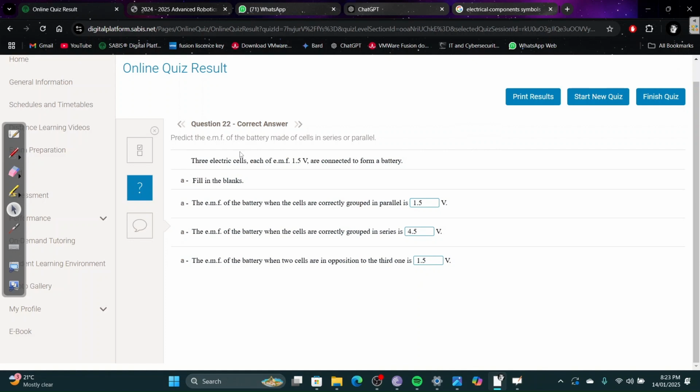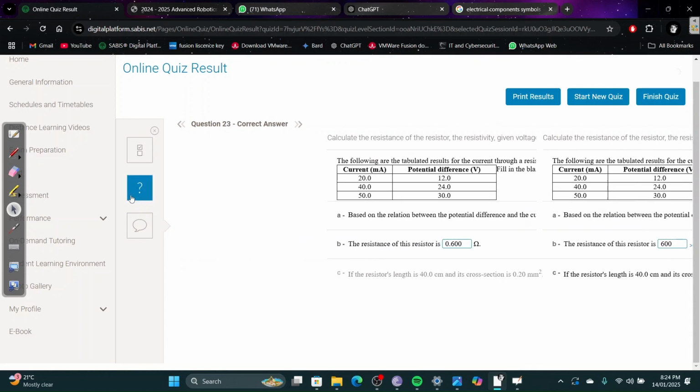Three electric cells, each of EMF 1.5 volts, are connected to form a battery. The EMF of the battery when they are correctly grouped in parallel: again, the voltage is the same, everything else is additive. So 1.5. The EMF when the cells are grouped in series: the voltage is additive, so 1.5 plus 1.5 plus 1.5 is 4.5. Two cells are in opposition to the third one, so you add 1.5 plus 1.5, which is 3, and then you subtract 1.5, which is 1.5 again.